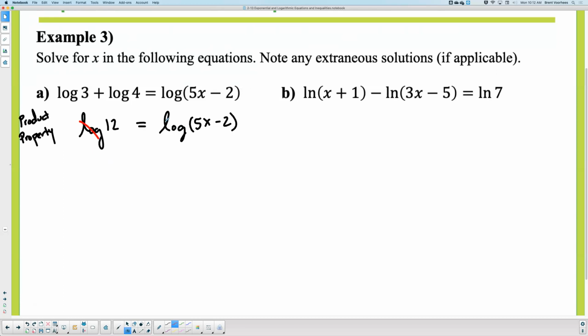So what I'm going to do is called the one-to-one property. It's where you drop those logarithms. So the one-to-one property. That's what I'm doing now. The one-to-one property. And it's going to state that 12 will equal 5x minus 2.